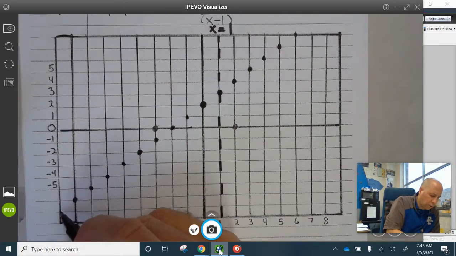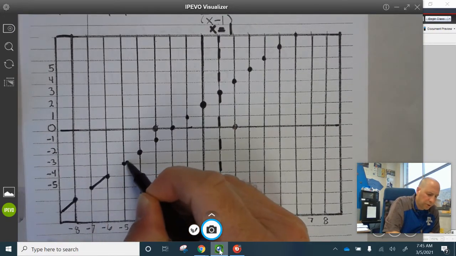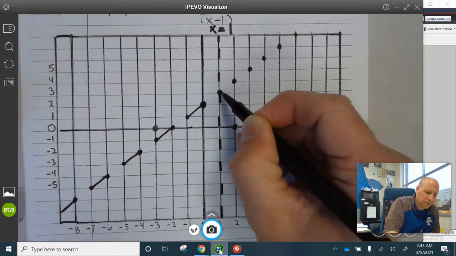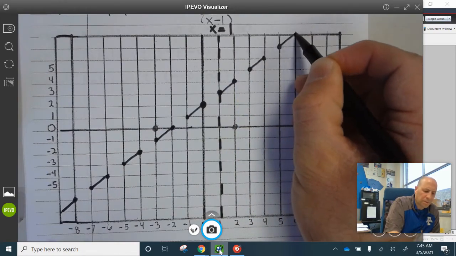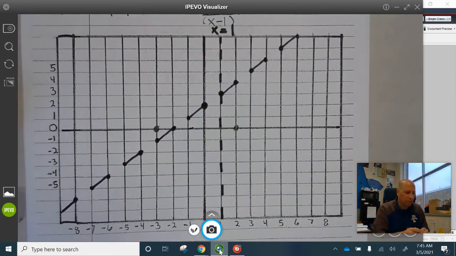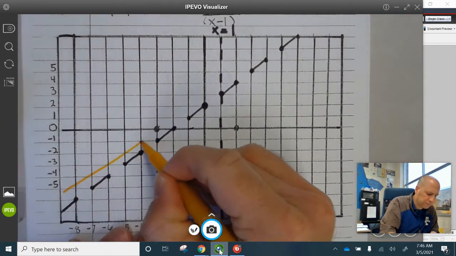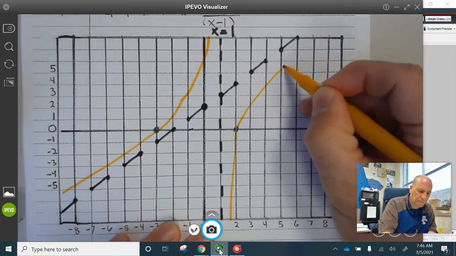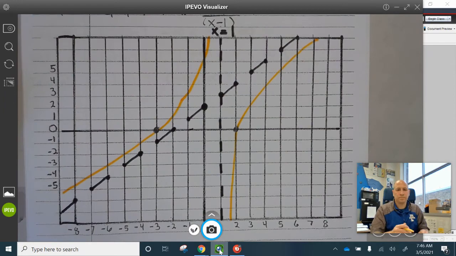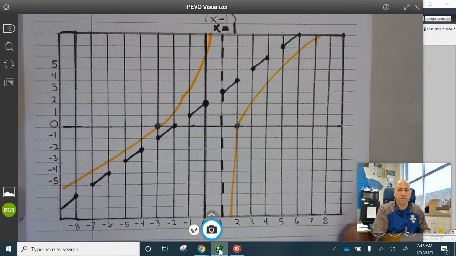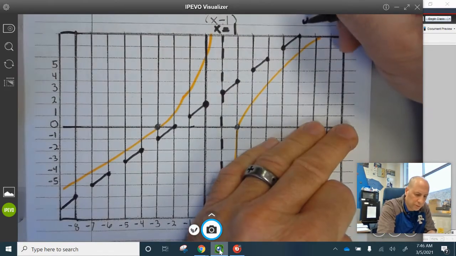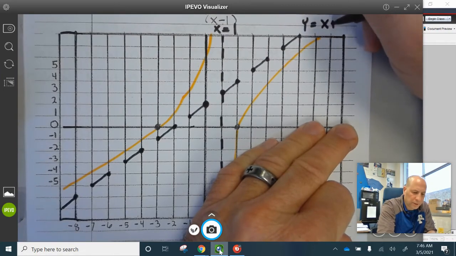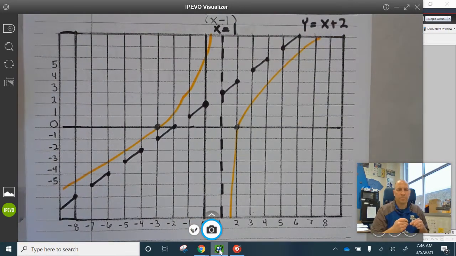Okay, and then all you have to do is connect every other point to have the dashed line. And then here, it's real simple. We have our points, so we know our curve is right here and right here. And I almost forgot, this is y equals x plus 2. All right, go ahead and finish up the graph.